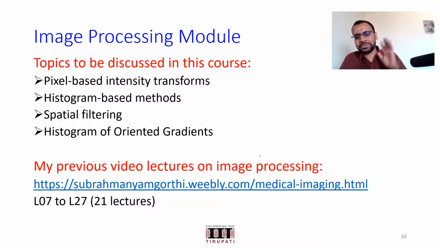In machine learning also there are various other topics. The topics that we would discuss, to begin with, are pixel based intensity transforms, histogram based methods, and spatial filtering methods that help you do denoising of your images, extract the edge information and other stuff. Followed by that, one method that lets you represent the image with better features for particular applications, that is histogram of oriented gradients. I plan to finish this off in 6 to 7 classes, not more than that.